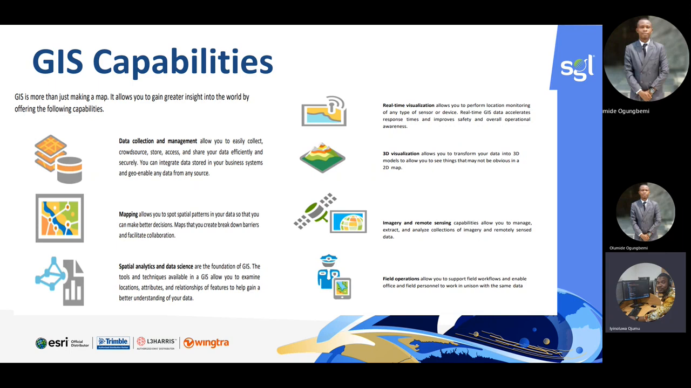Let me give you an example for this real-time visualization. Assuming there is an ongoing robbery, say in Oshobu. Somebody with GIS can report that incident, and the organizations in charge of security can see that information being reported live. They can know where that occurrence is happening, and they can send the police or any other agencies that are supposed to be on the ground.